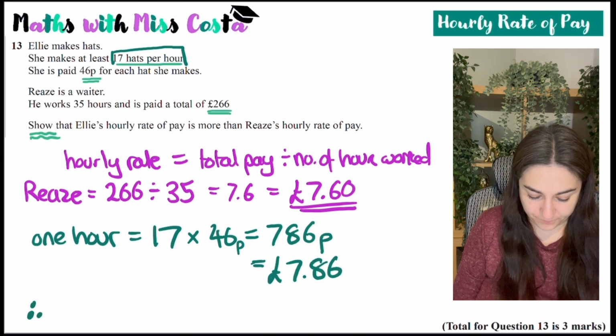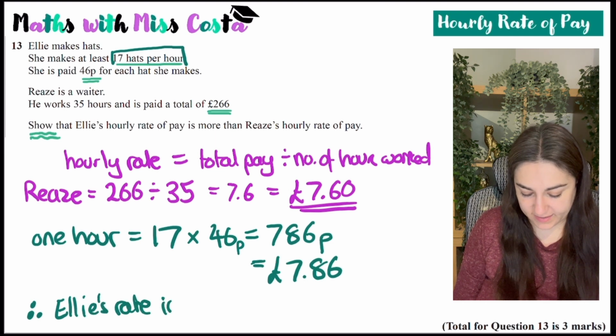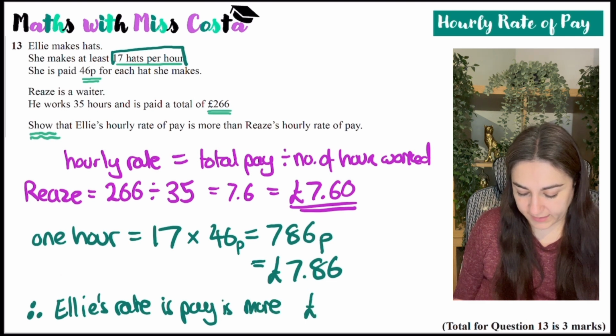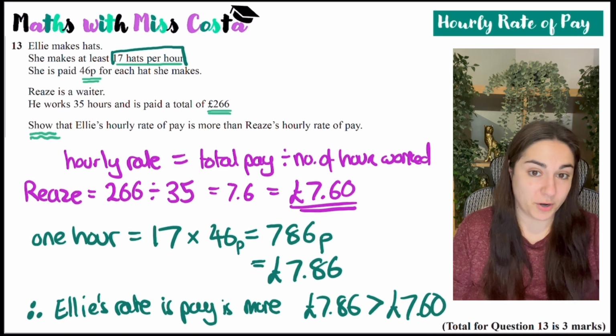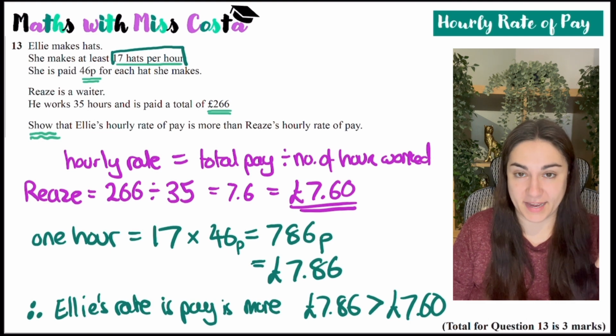So therefore, Ellie's rate of pay is more, because £7.86 is greater than £7.60. So for this question, it's very important you showed both of their rates of pay and compared them.